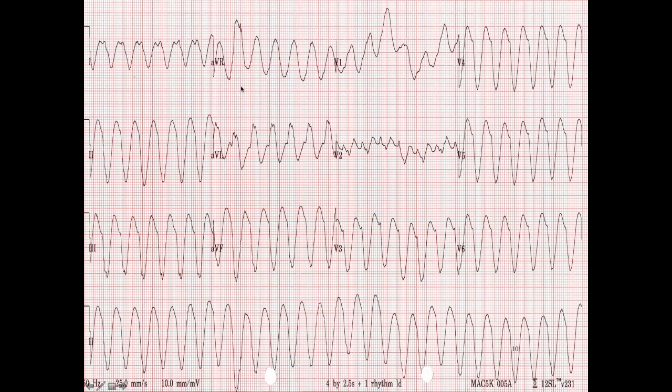AVR criterion. If we go from baseline into the QRS complex, do we have an initial R wave? Well, there's my baseline. We have a little bit of a wandering baseline in AVR here, but there's my baseline, and here's the start of my QRS complex. So I have an initial R wave, goes straight up. So I'm thinking V-Tach, and this patient is, in fact, in V-Tach.